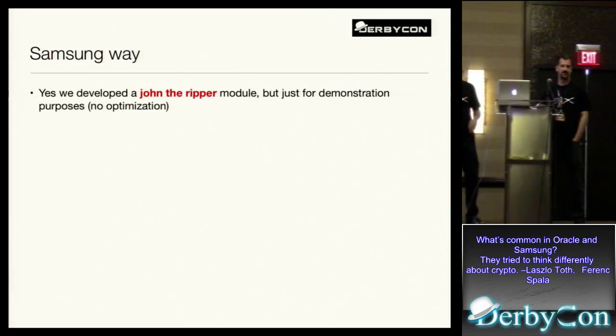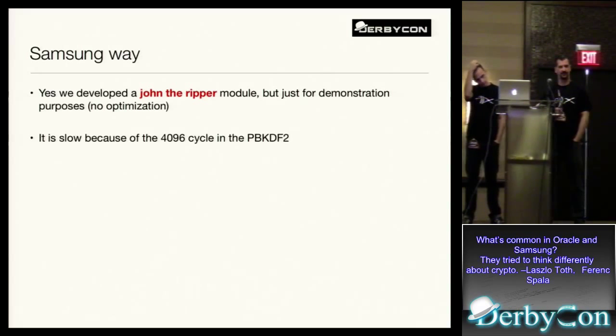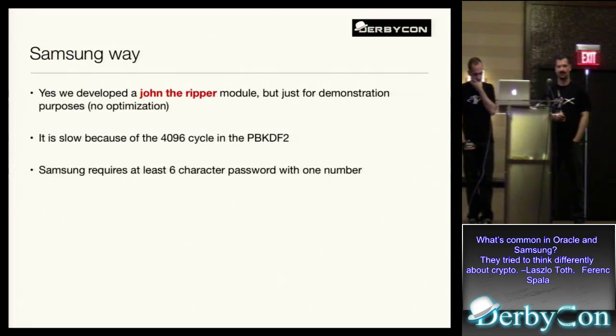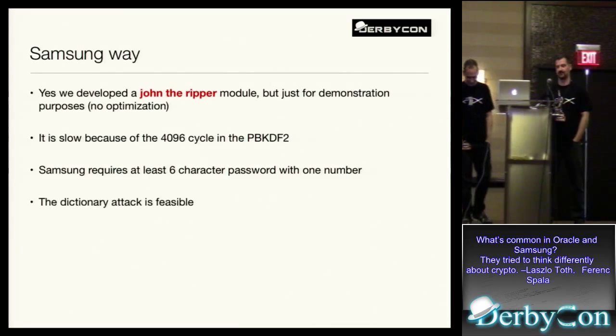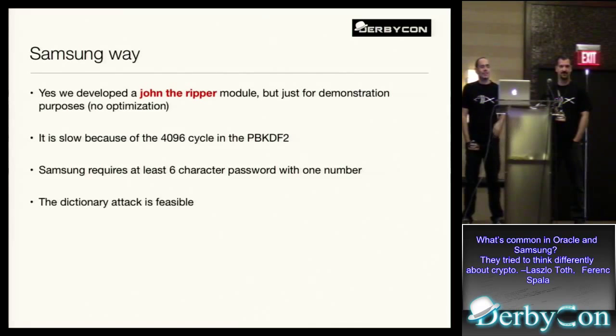The 1.8 version of John supports parallel running for all modules. Unfortunately, it hasn't been ported to the Jumbo version yet. It's kind of slow because of the 4,000 cycles in the key derivation function, like in the case of the WPA pre-shared key authentication of the wireless world. Samsung has a password policy when you set up the encryption. Unfortunately, it's not an extremely strong one. So the dictionary attack on a CPU is feasible against the weak password.